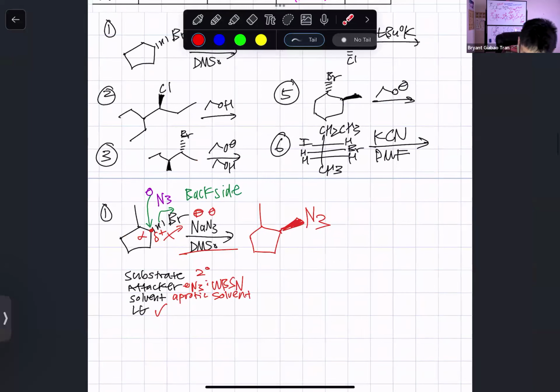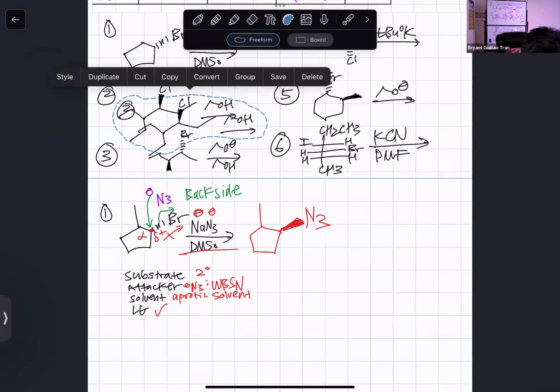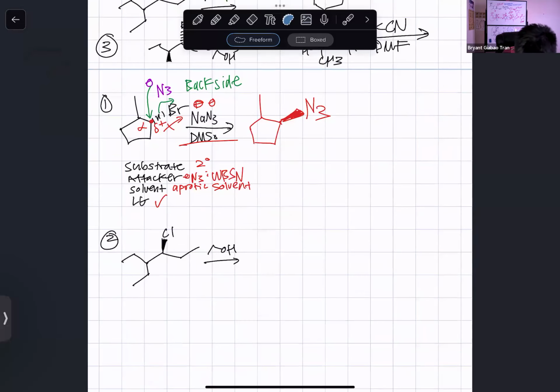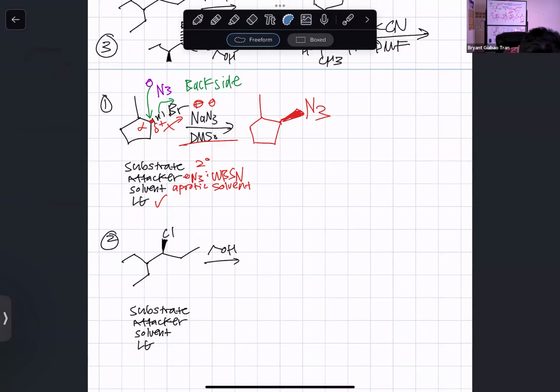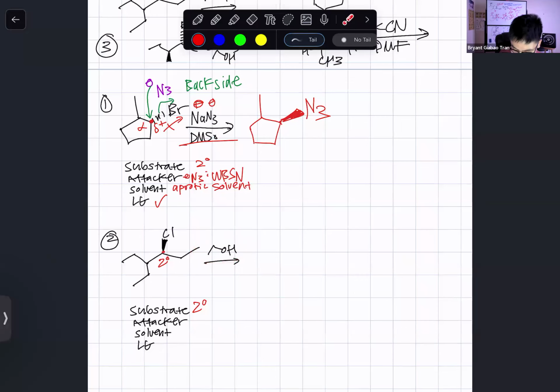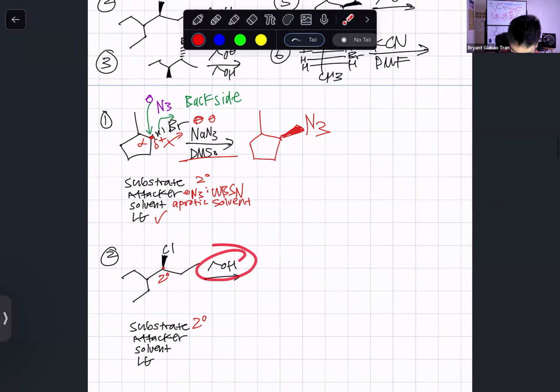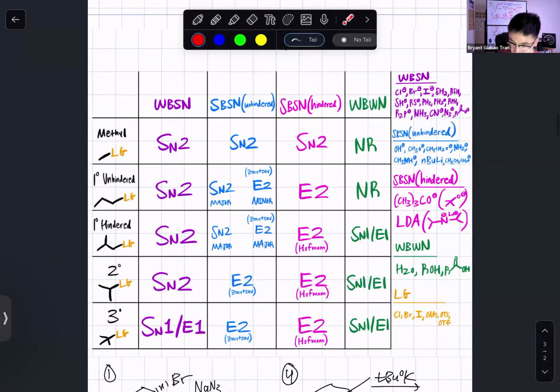Right, nice. Okay, let's move on to number 2. What reaction do you guys think this is? Well, first, before that, let's do the four things. What kind of substrate is this reactant here? Secondary, right? Because the alpha carbon, or the carbon attached to the leaving group, is bonded to 2 other carbons. Nice. What type of attacker is this? This is ethanol. You guys can look at the list here too.